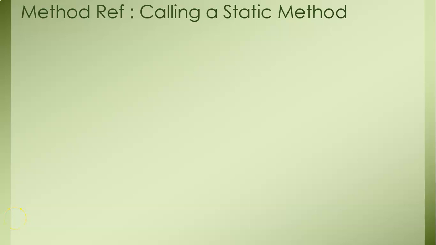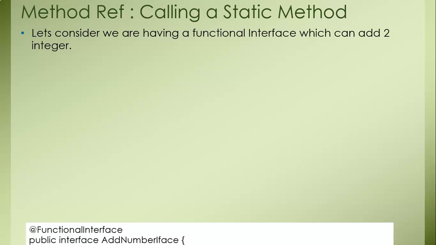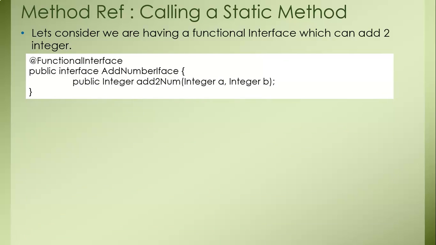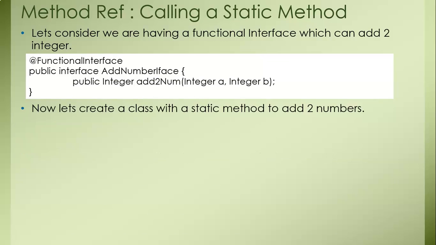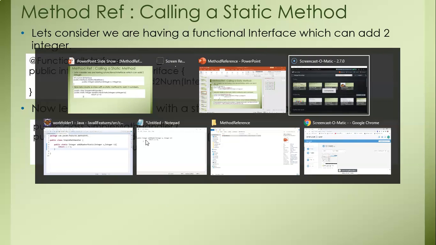Now we are going to learn how we can implement those four different kinds of method reference. So now let's consider the same functional interface that we used earlier to add two numbers. Instead of calling the Math method, now we have a class that has a static method that can add two numbers. We are using the static method of that class through the functional interface. Now let's go to Eclipse and try to execute some code.